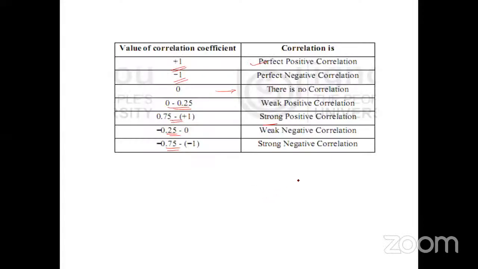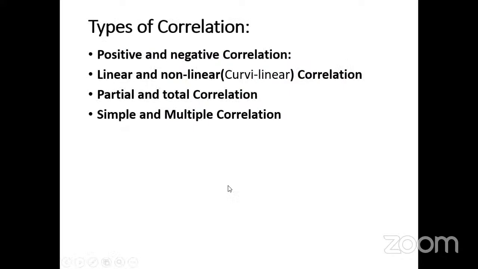Negative, in the sense of strong negative correlation. Now, the next one: types of correlation. There are four types, that is, positive and negative correlation.